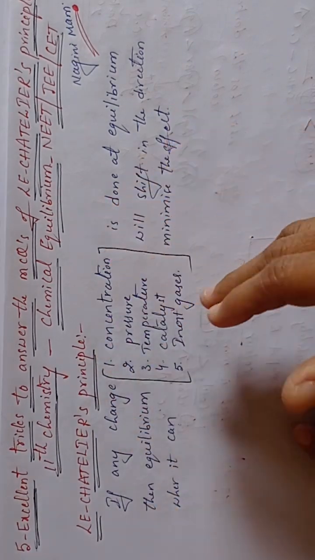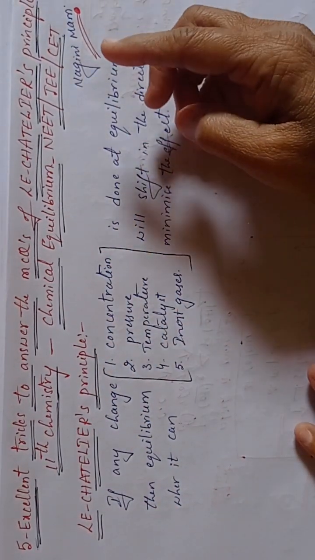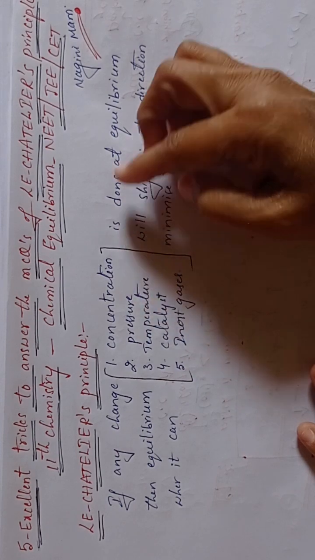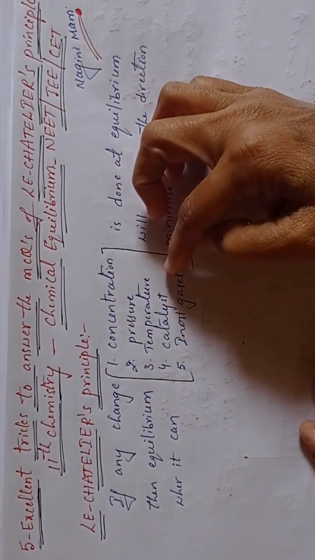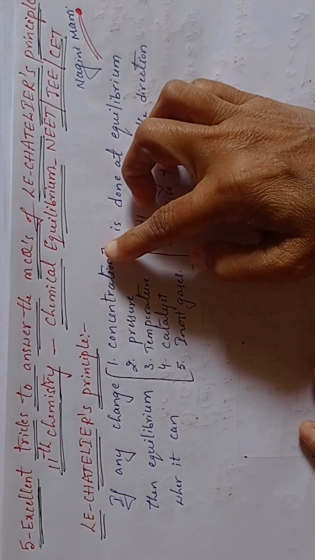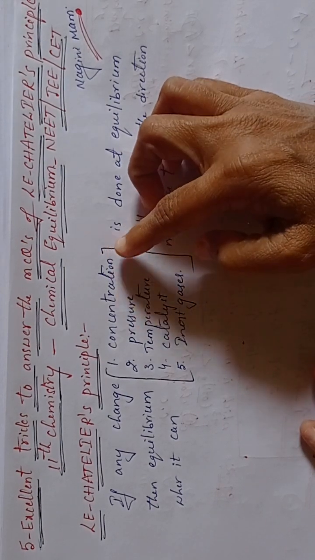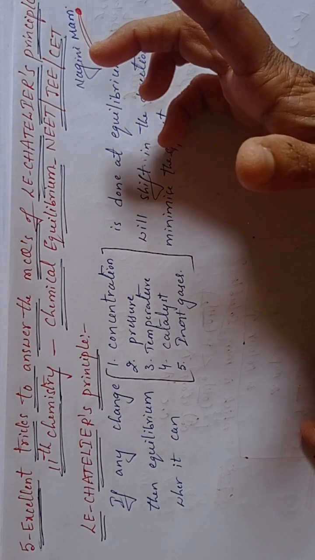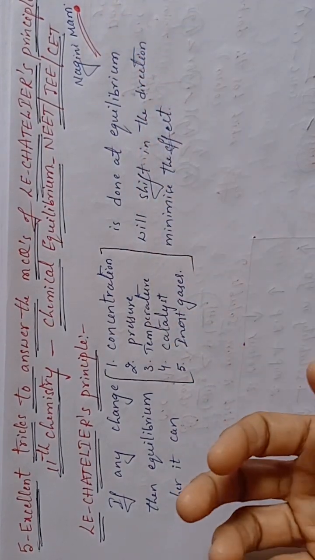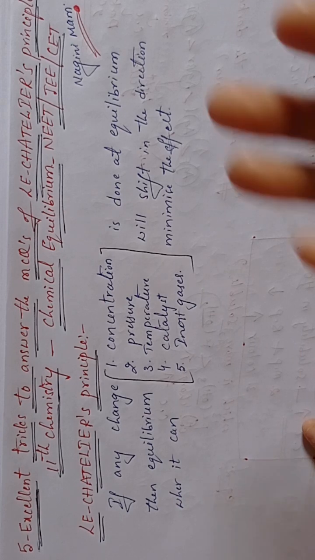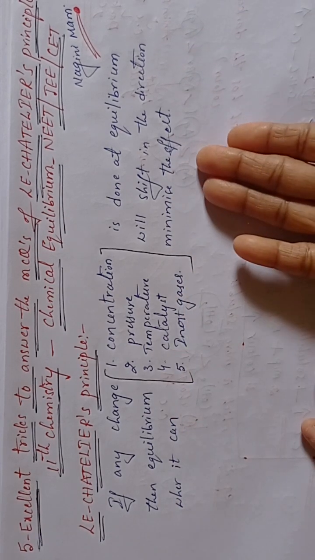So when we are changing the conditions during the chemical reaction at the equilibrium state, such as concentration, pressure, temperature, catalyst, inert gases, any condition, now if you are changing it, what will happen, students? The equilibrium itself minimizes the effect. Understanding? It shifts in the direction where it can minimize the effect.